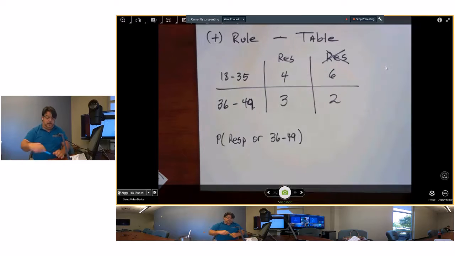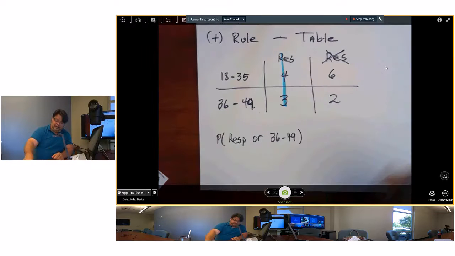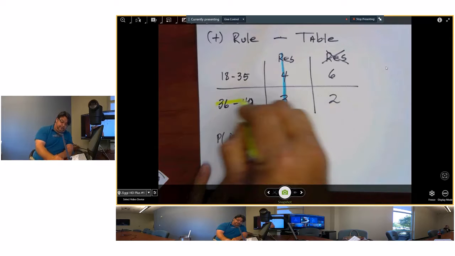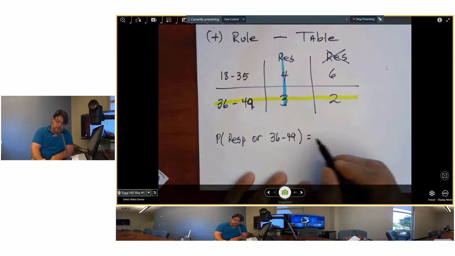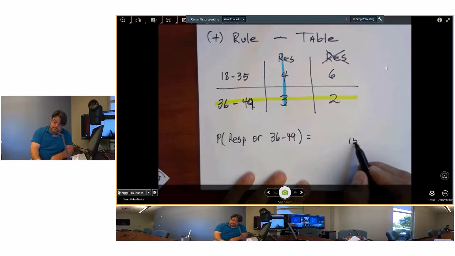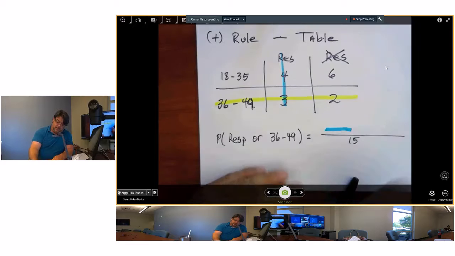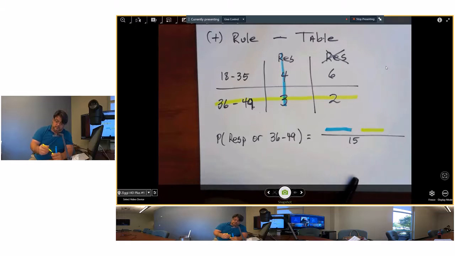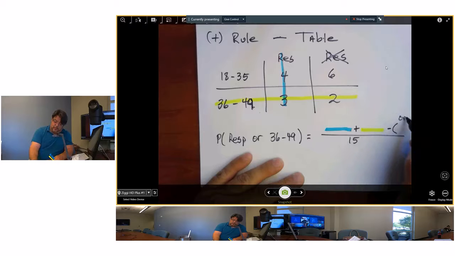So you highlight the responded, and you highlight 36 to 49. And now you write down all the numbers. Now the total is what? 15? And then the blue, that's responded. And the yellow, you're going to add those two together because that's the additive law, and then you're going to subtract the what? Overlap.